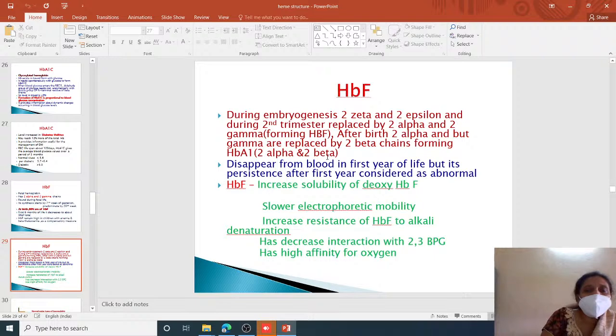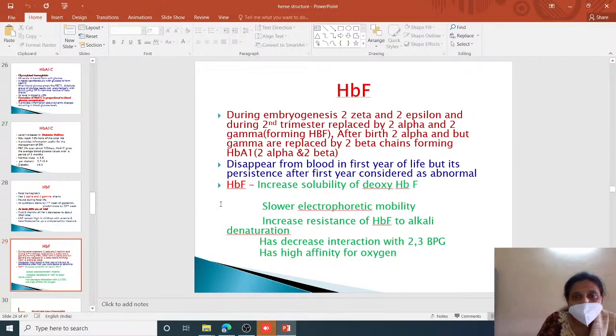This HbF completely disappears from blood in the first year of life, but its persistence after the first year is considered abnormal. In normal healthy children, at the time of birth, 80% of the hemoglobin is HbF, and after 6 months that 80% is reduced to 5%, and at the end of 1 year, all HbF has been completely replaced by HbA1. Still, if there is persistence of high levels of HbF even after the first year, that is considered abnormal. Maybe the child may be suffering from beta thalassemia, anemia, etc.